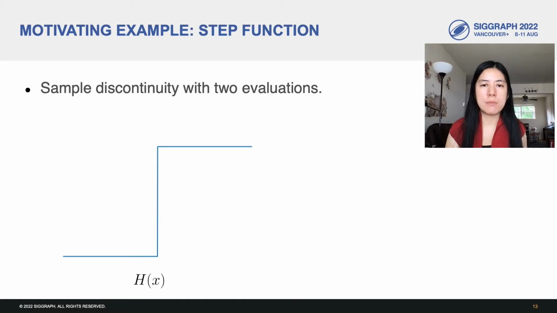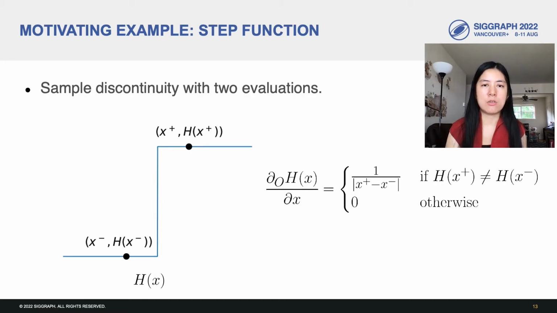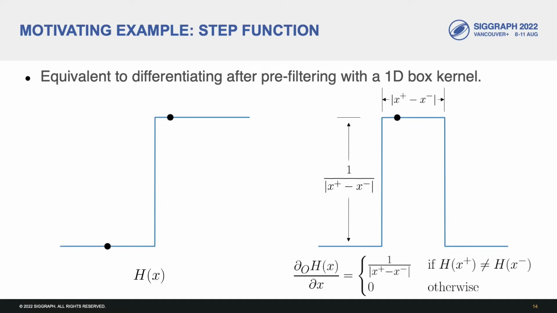Because discontinuities are sampled with zero probability at a single point, we use a pair of evaluations to sample discontinuities. For a simple step function, we place one sample labeled as x plus and another sample labeled as x minus, both on the x-axis. Our rule approximates the derivative with respect to x using these two evaluation sites. Where did this rule come from? It can be derived by differentiating the function after prefiltering it with a 1D box kernel, as shown here. The distance between two evaluation sites can be viewed as the size of the box kernel.